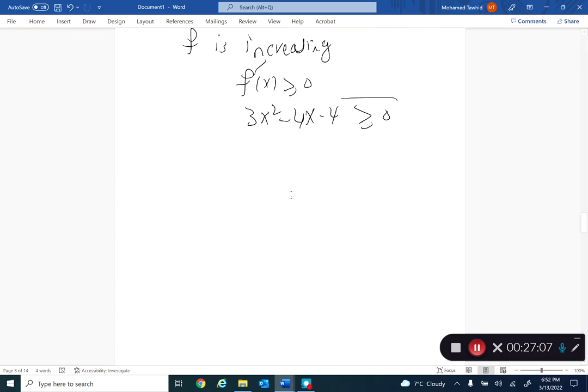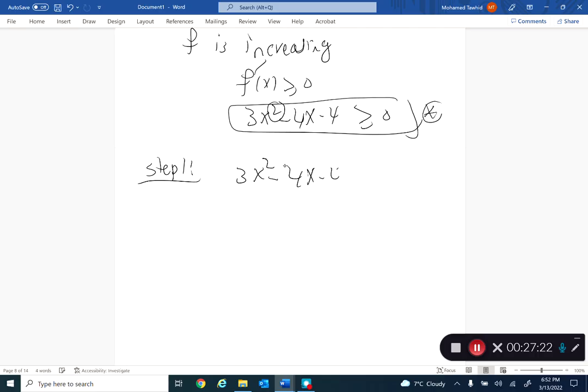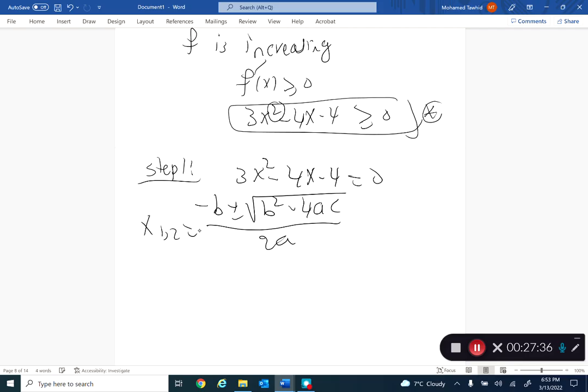So how to solve this one? That is called a quadratic inequality, because the highest power is 2. I need to solve this in 2 steps. Step number 1, you make it equal to 0: 3x squared minus 4x minus 4 equals 0. Then how to solve this? You could solve it by the quadratic formula, negative b plus or minus the square root of b squared minus 4ac, over 2a, to get 2 numbers.